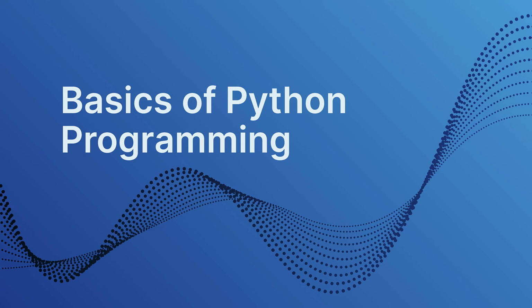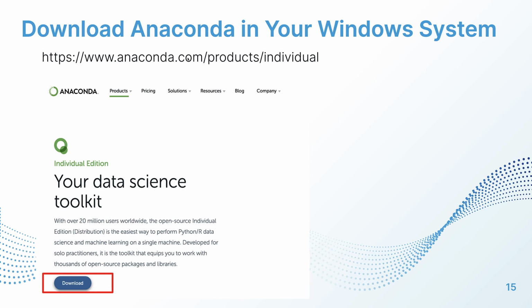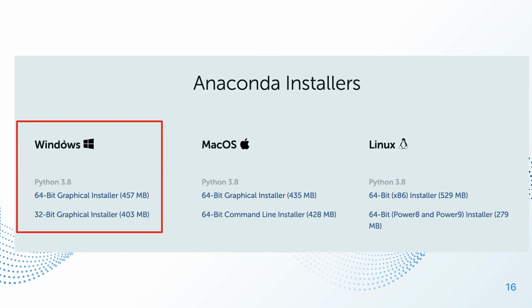Now, let's download the software that we will use for our Python programming. You need to download the software called Anaconda via this website. Click Download, and then choose the correct version for your Windows system. And make sure that you are downloading the Anaconda software in your Windows system, because later we are going to combine this software with RPA.